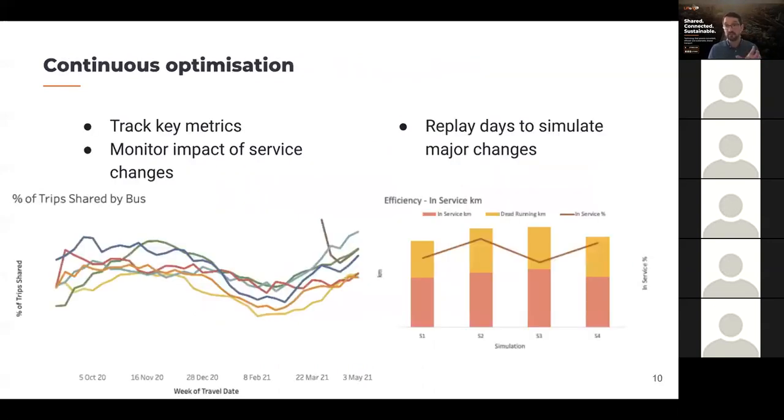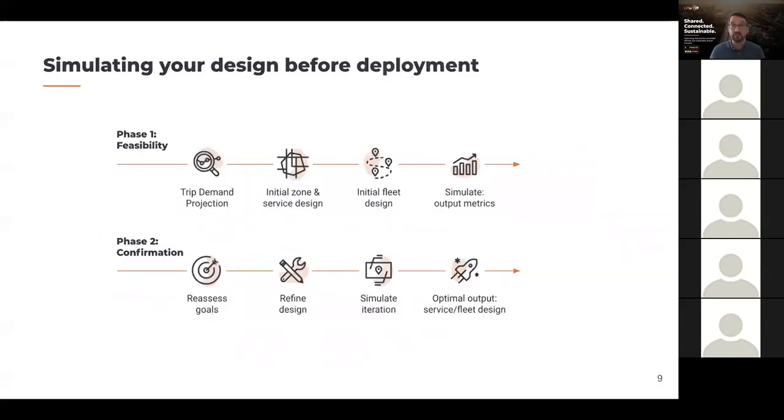Next thing that's important is to set clear goals right at the outset. So the goals can often be competing. So if you think about perhaps the efficiency of the vehicles versus the customer experience, there can be some trade-off there. So it's important for all parties to set what good looks like before you go through this process.